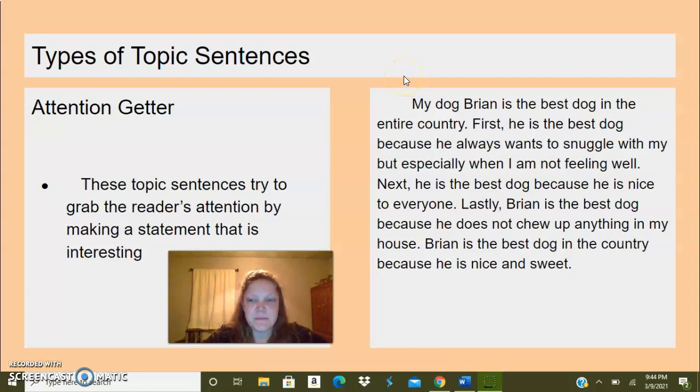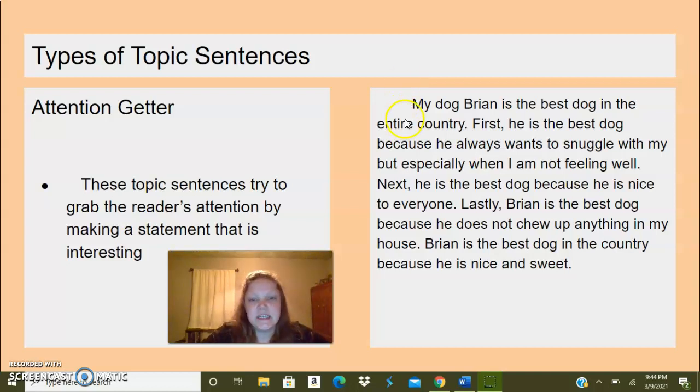My dog Brian is the best dog in the entire country. So now the reader is going to want to read on about what makes Brian the best dog in the entire country. Then I started with my three supporting details. I wrote, first, he is the best dog because he always wants to snuggle with me, but especially when I'm not feeling well. Next, he is the best dog because he is nice to everyone. Lastly, Brian is the best dog because he does not chew up anything in my house. Brian is the best dog in the country because he is nice and sweet.